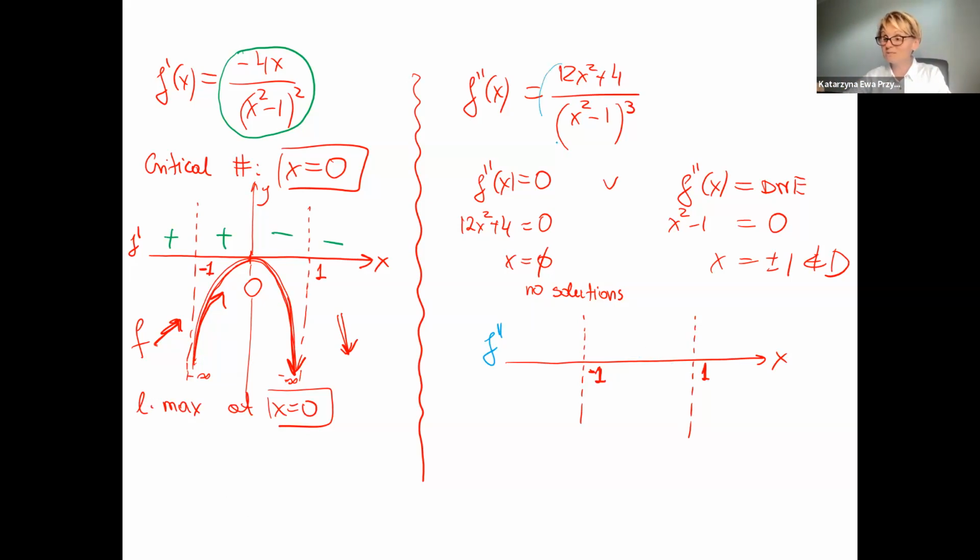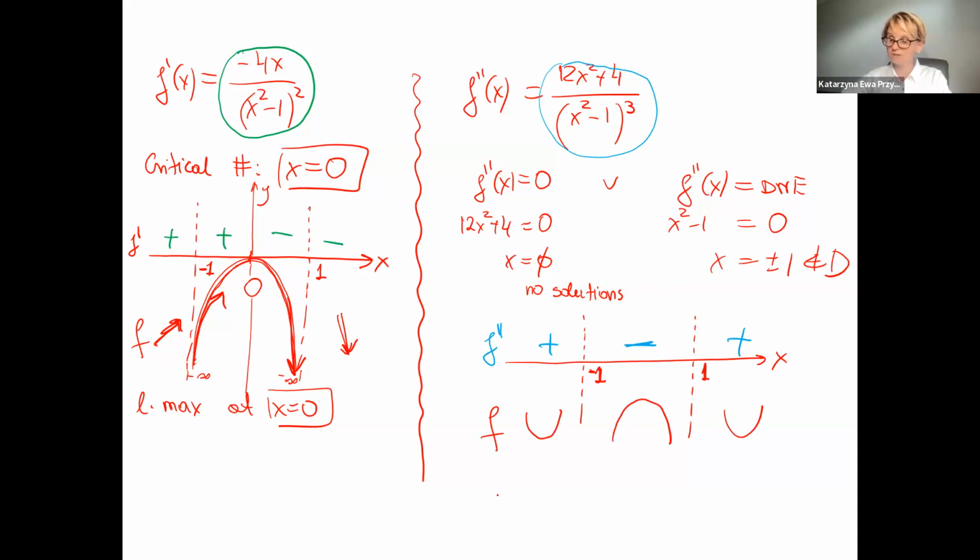When we substitute 0 here, we get a negative number. When I substitute 2, 2 squared minus 1 is positive. And when I substitute -2, squared it's also 4, also positive. You can just take the test value. Then the function is concave up, concave down, concave up. And we knew it, that is concave down.